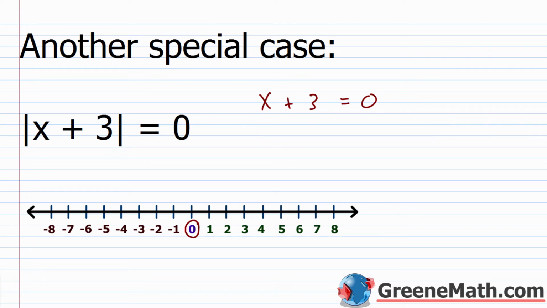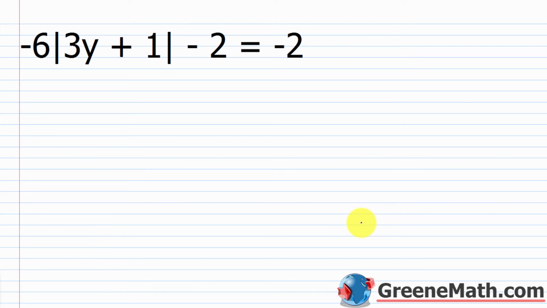So then I would just subtract 3 away from each side here, and I would get that x is equal to negative 3. And that makes sense because if I plug in a negative 3 there, negative 3 plus 3 is 0. The absolute value of 0 is 0. And we could just write this, again, using solution set notation, put a negative 3 inside of some set braces. All right, so let's look at an example here.